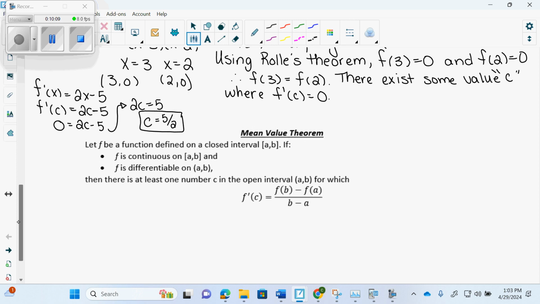Then it says here, then there is at least one number c in the open interval (a, b) for which f prime of c equals the slope. So what does that mean?